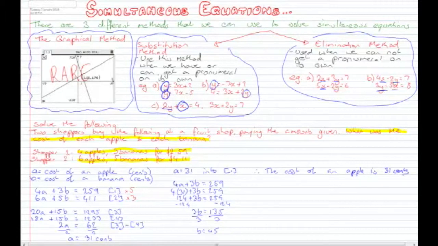Therefore the cost of an apple is 31 cents and the cost of a banana is 45 cents. Now you could check this answer using your calculator or once again by substituting both of these values of A and B into both of the equations 1 and 2.